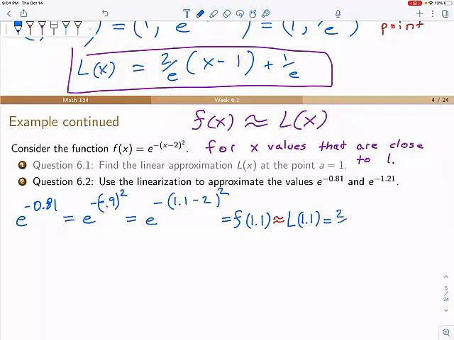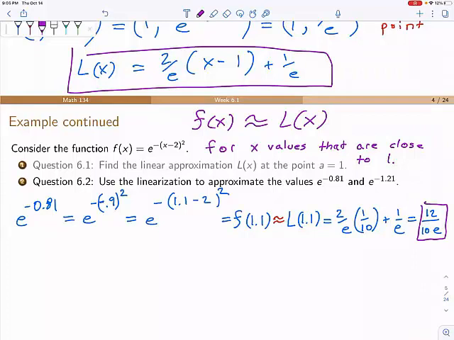So I get 2 over e, and then x minus 1, so 1.1 minus 1 would give me just 0.1, or how about we write 1 over 10, so we can write everything in terms of fractions, and then I'd write 1 over e. So this all boils down to 12 over 10e. So the idea is that this number should be a very good estimation of this number. If we plug that into a calculator, we should get some estimate that actually works.